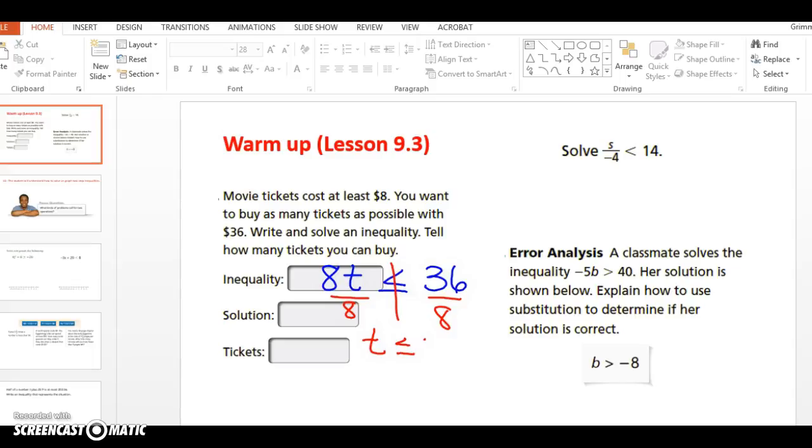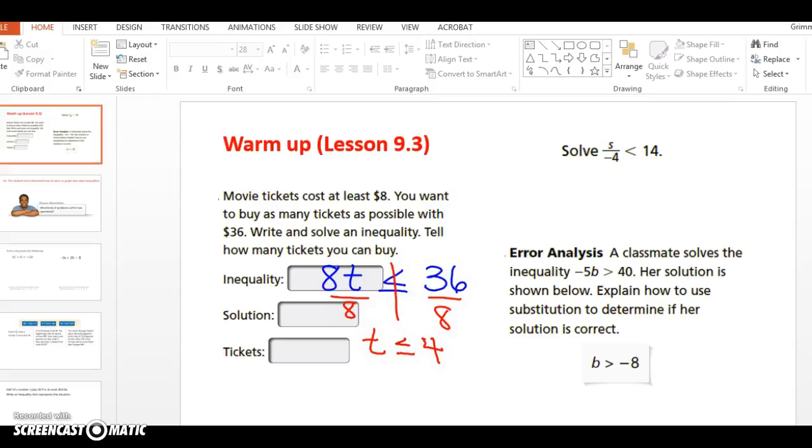4. It's not exact, is it? 4 times 8 is 32. So I could say 8 goes into 36 4 whole times. That would be 32 with how many left over? 4. So 4 and 4/8 would be 4 and 1/2.